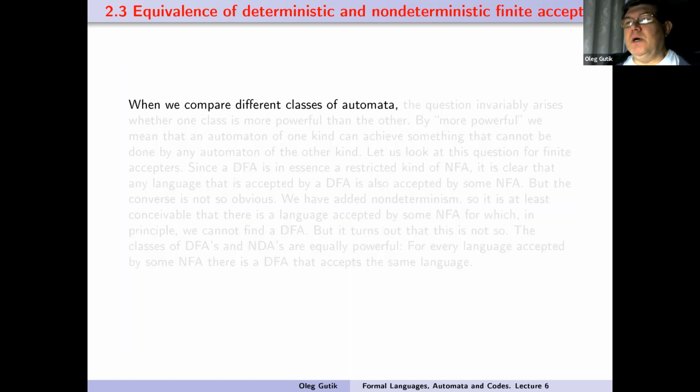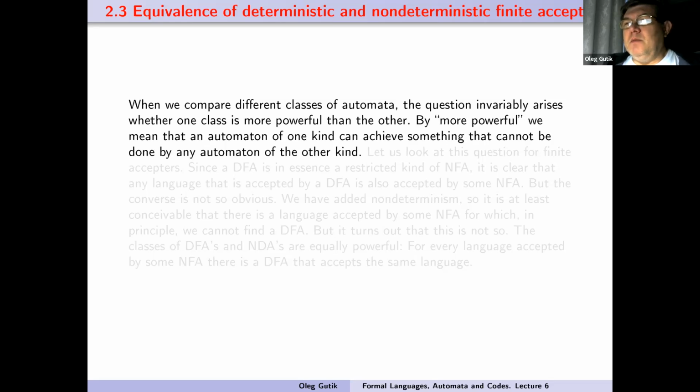When we compare different classes of automata, the question invariably arises whether one class is more powerful than the other. By more powerful, we mean that an automaton of one kind can achieve something that cannot be done by any automaton of the other kind. Let us look at this question for finite acceptors.